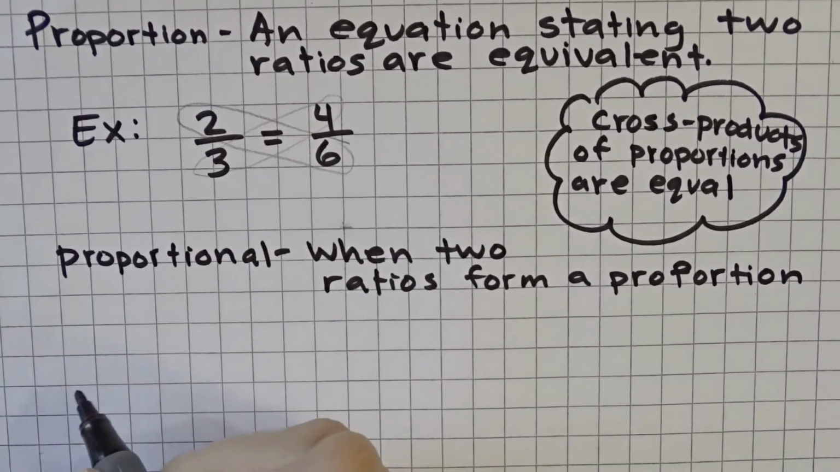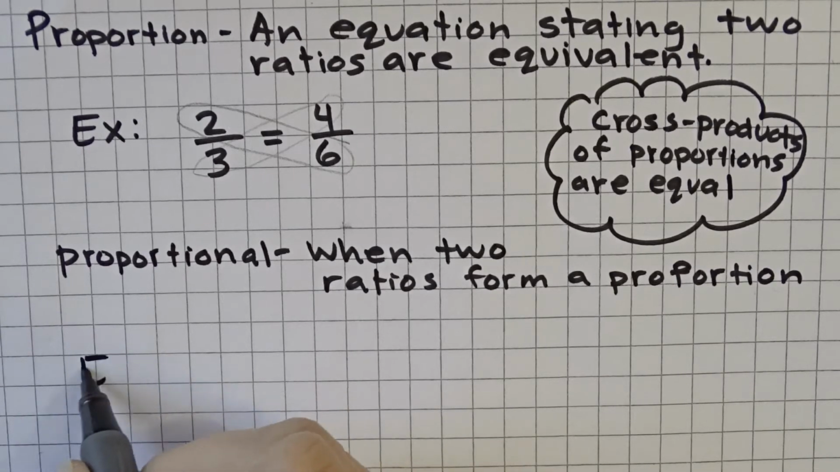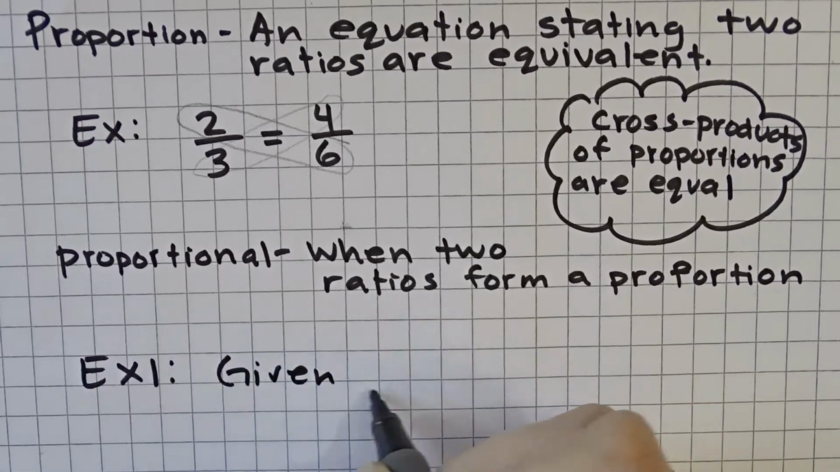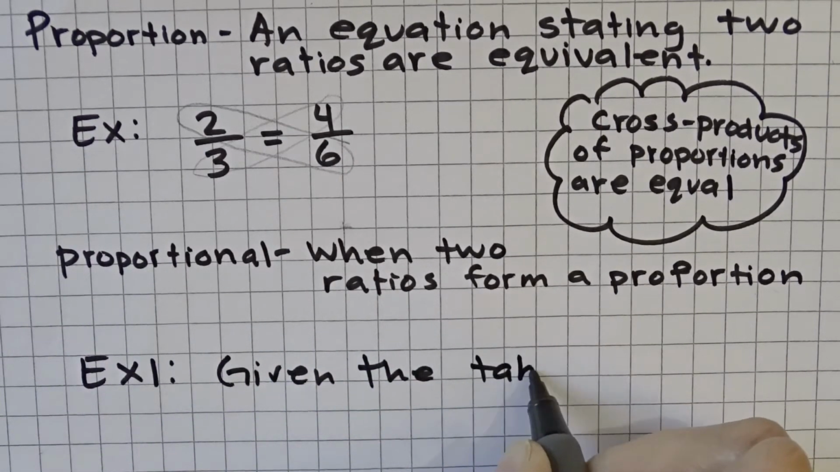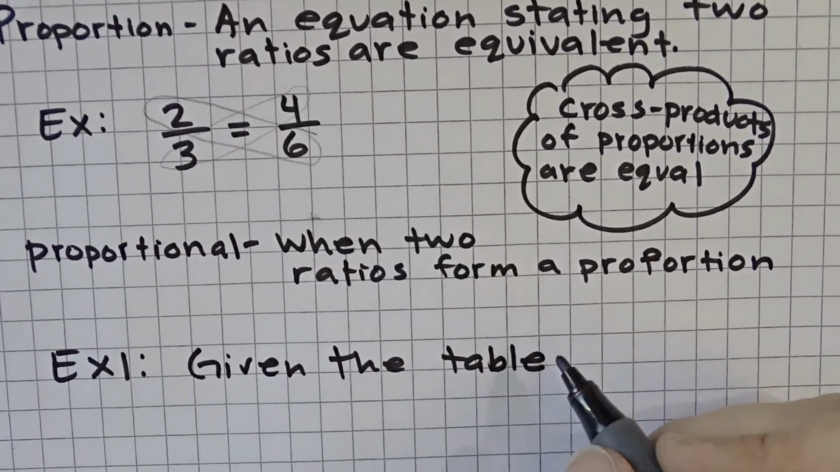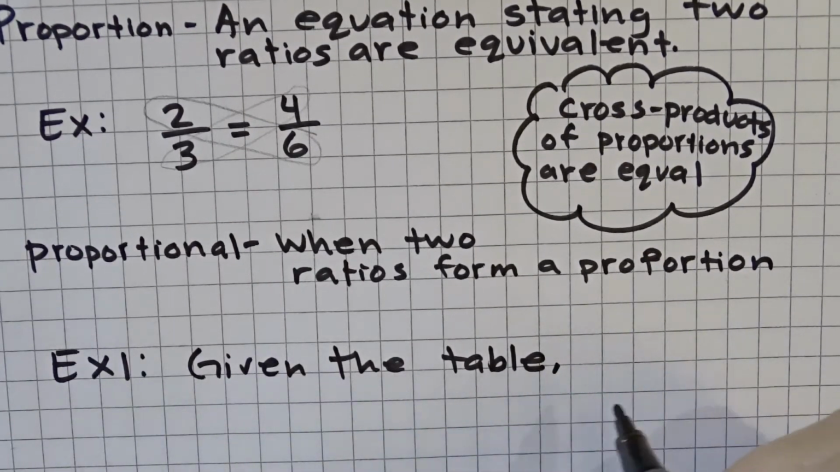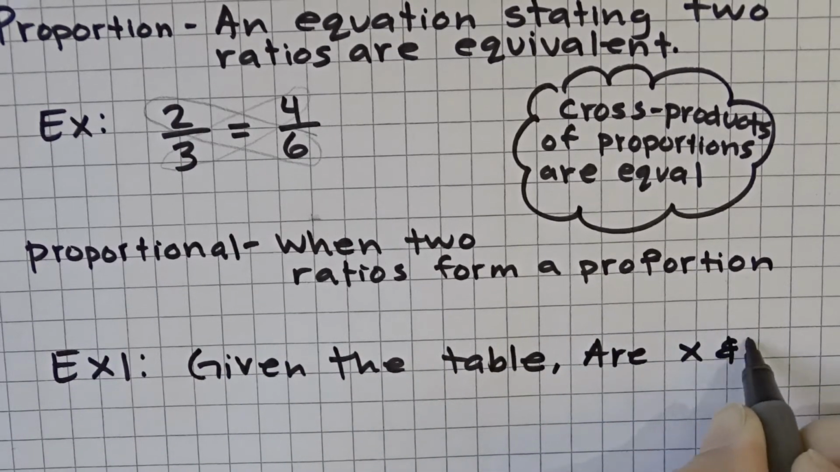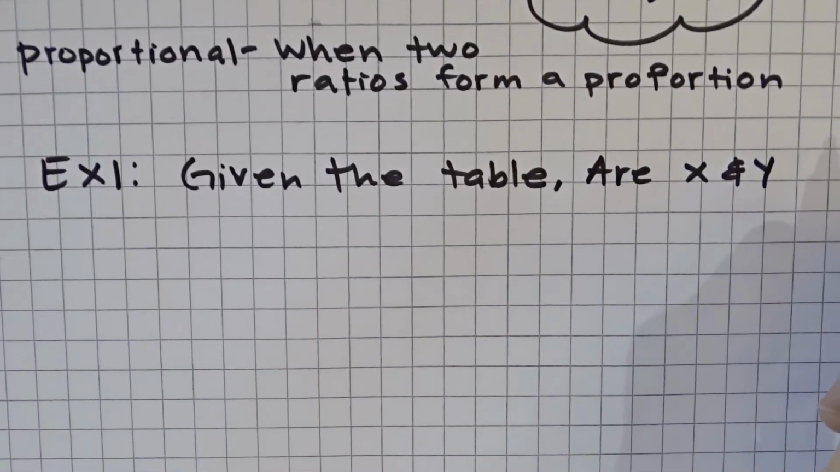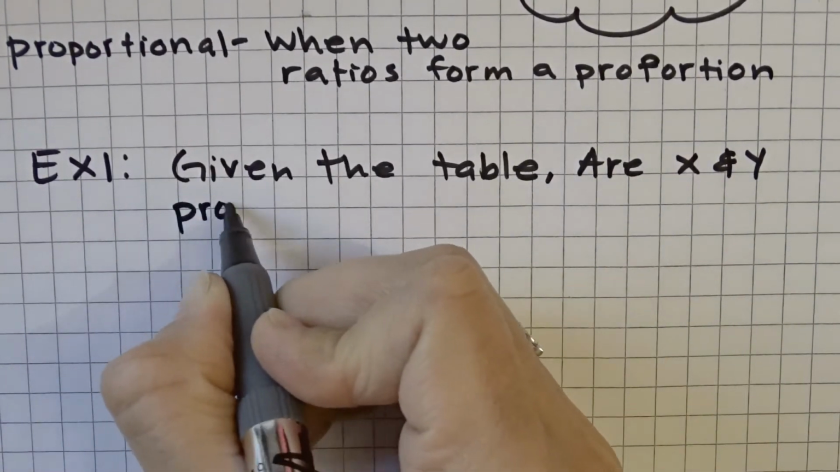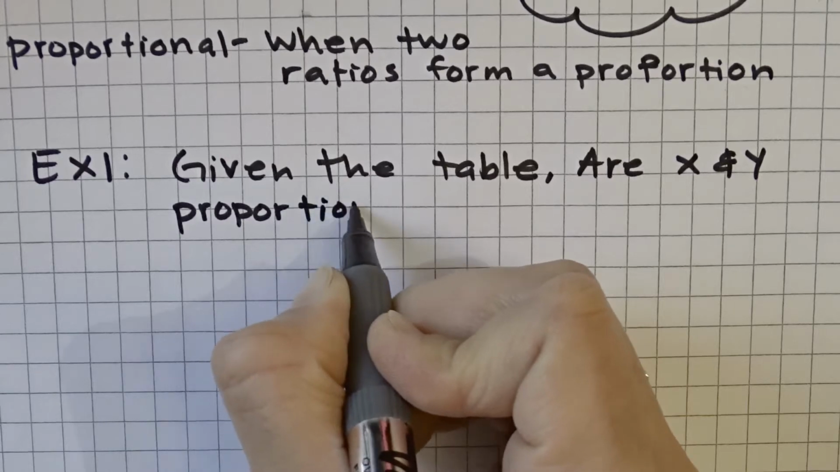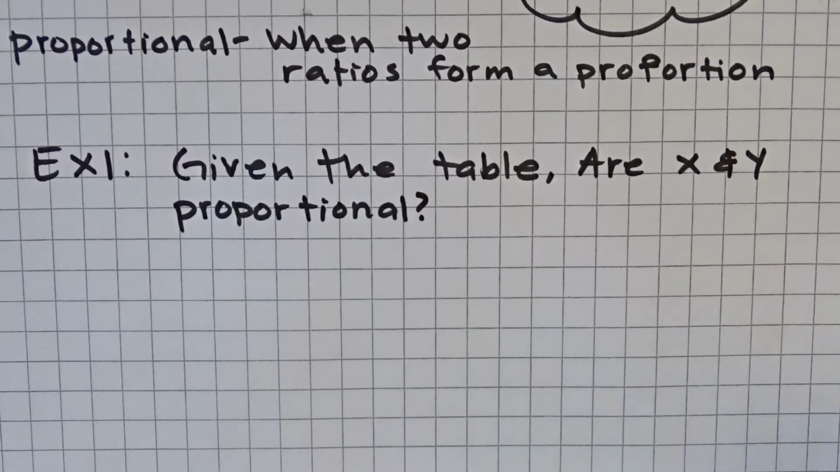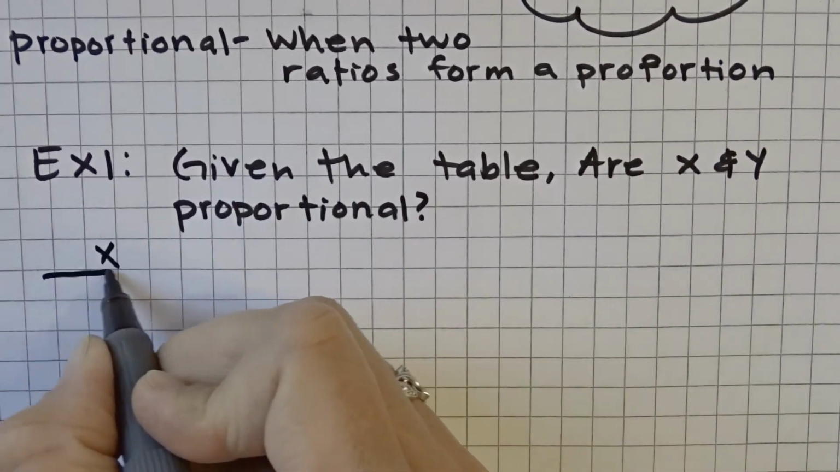All right. So let's look at an example. This one I'm going to give you a table. So given the table, tell whether x and y are proportional. Sometimes the tables are horizontal, sometimes they're vertical. I'll give you this one horizontal.